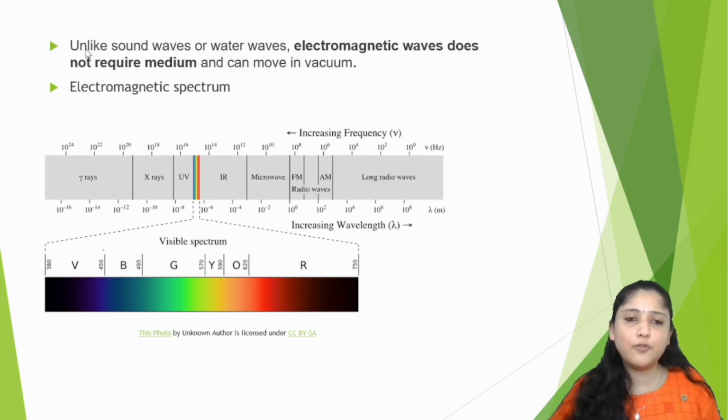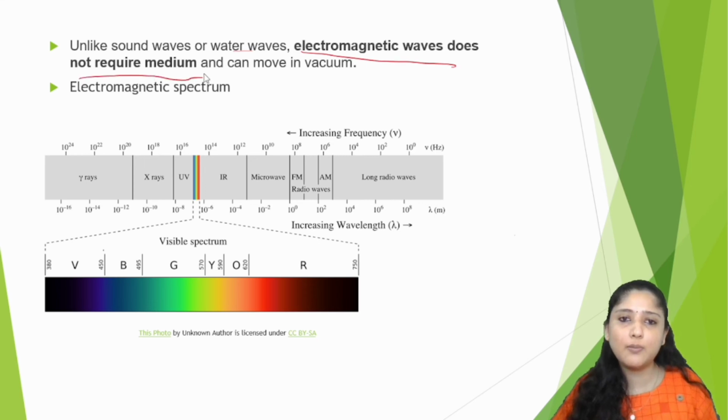Next, one of the characteristics of a wave is that, unlike sound waves or water waves, electromagnetic waves do not require a medium and can move in vacuum. They move in vacuum. Electromagnetic waves move in vacuum. They do not require a medium.